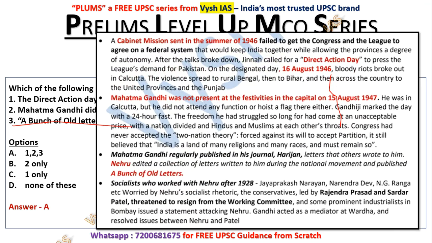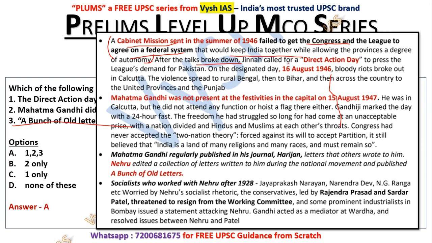So the timeline you should know: in 1946, we had the cabinet mission where three people came and failed to get the Congress and the League, that is the Muslim League, to agree on a federal system that would keep India together while allowing the provinces a degree of autonomy. So whatever the cabinet mission proposed, we rejected it. That was there in Spectrum modern history I taught you.